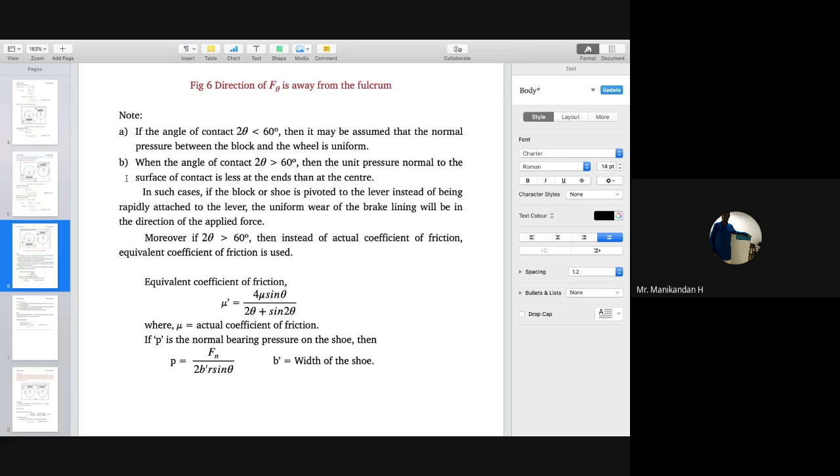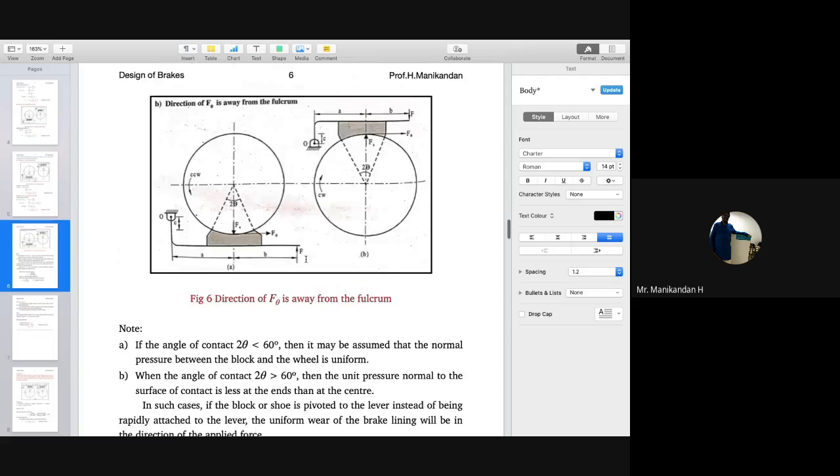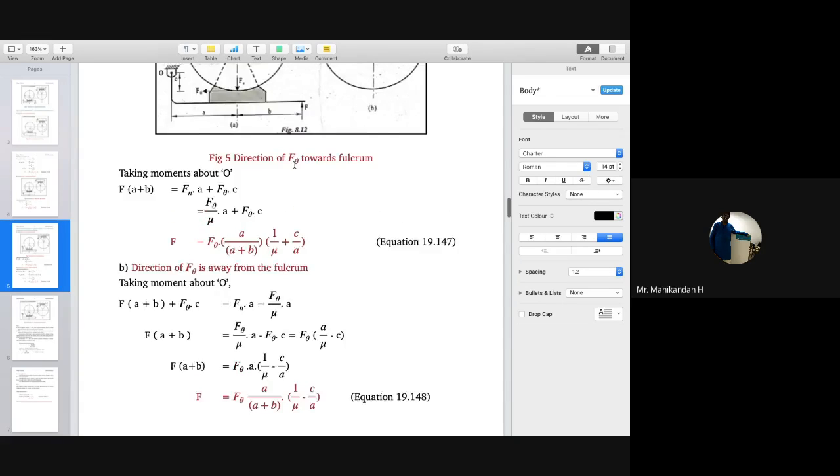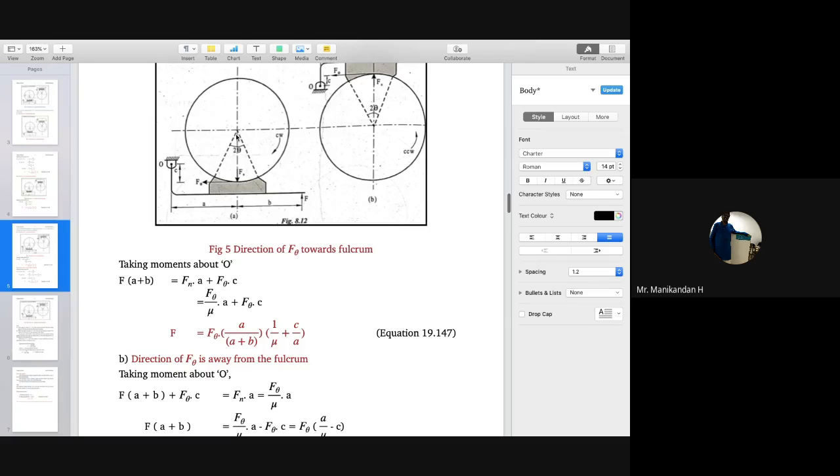From this, the summary which you have to take is when the 2 theta angle is greater than 60, then the pressure normal to the surface of the block is less than the end. So obviously, if 2 theta is greater than 60, instead of the actual coefficient of friction, the equivalent coefficient of friction has to be used. This is a very, very important thing, because everywhere we are using this mu term. So mu is as usual if 2 theta is lesser than 60. What is 2 theta? The angle subtended by the contact of the shoe with the brake drum, right? Whatever the angle subtended, that is actually the 2 theta.